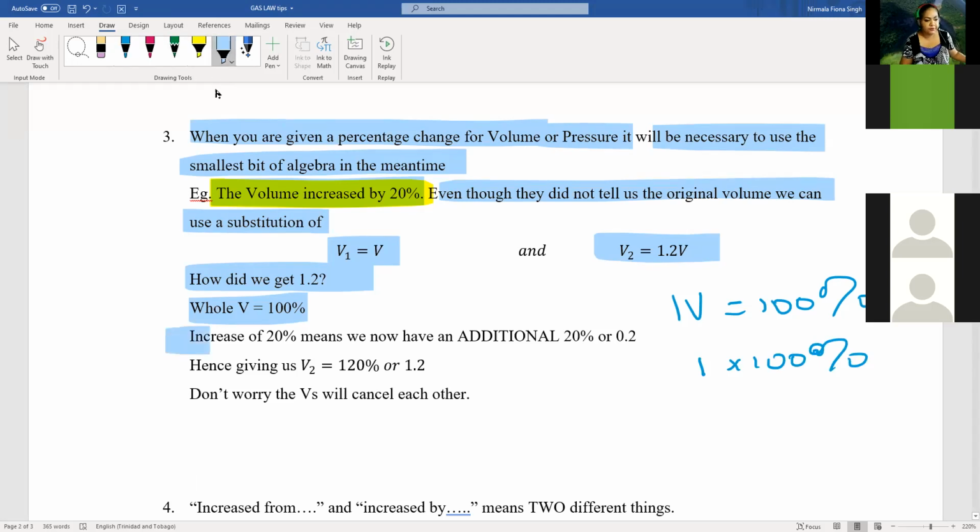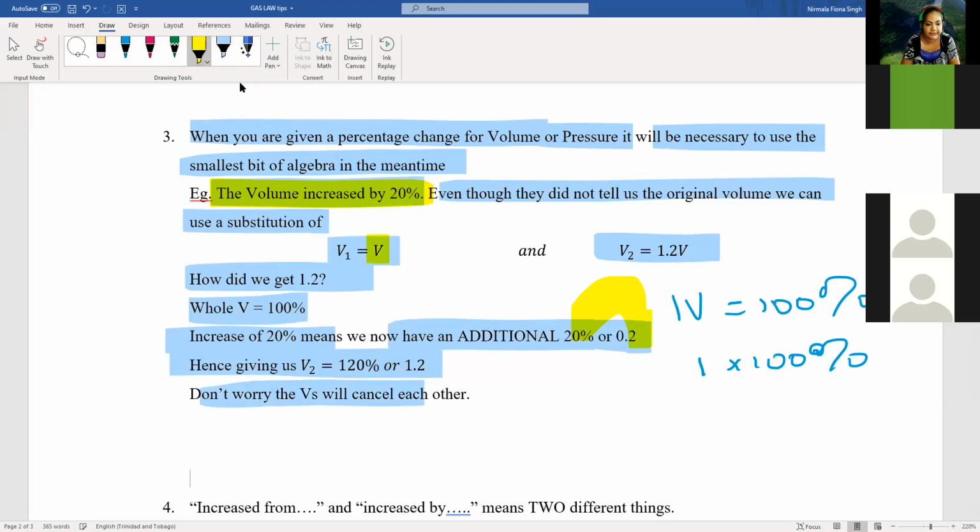An increase of 20% means that we have an additional 20%. Increase means to get larger by, or to add a further number. So we have now added an extra 20%, or if you want decimals, an extra 0.2. You should know that 20% and 0.2 are the same number. Hence V2 is equal to 120% of V1, of V, or 1.2V. Even though you see a V here, these V's will cancel each other. We're going to do questions with the unknown, so you're going to see how they cancel.